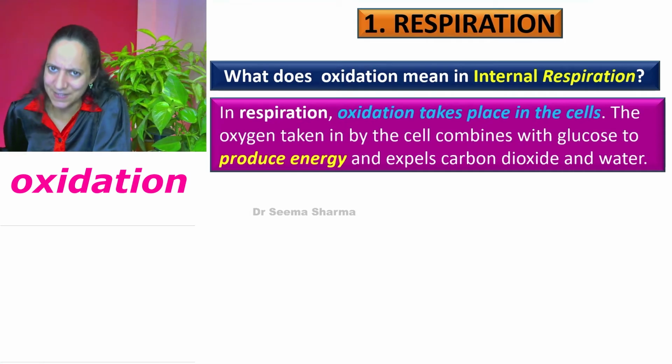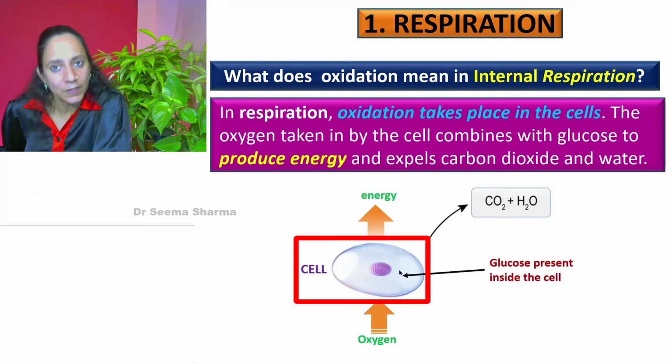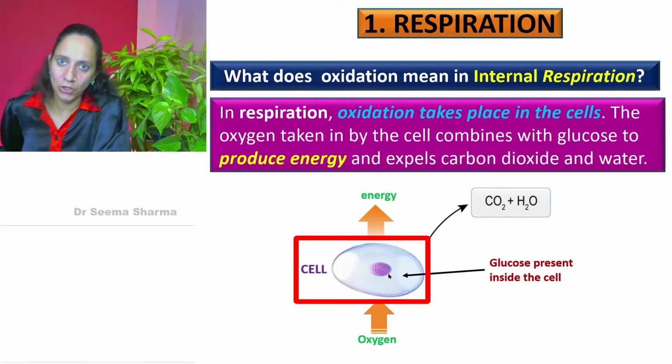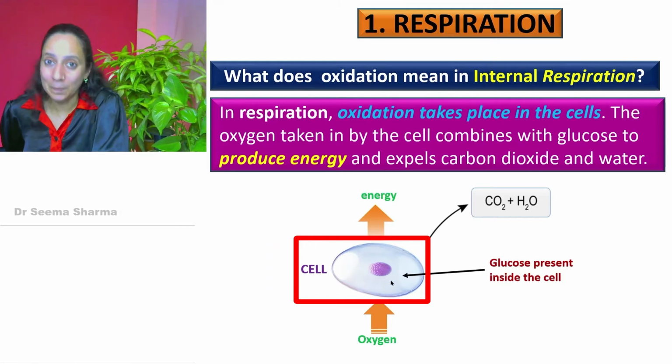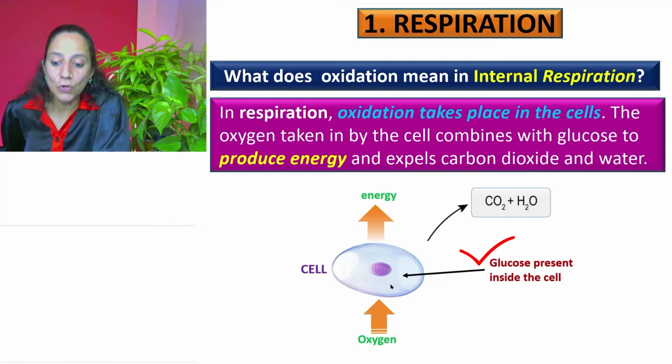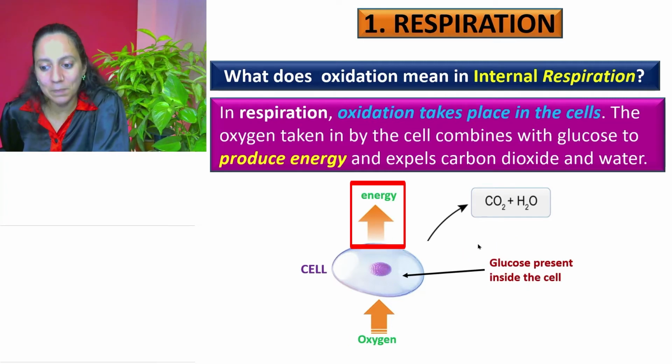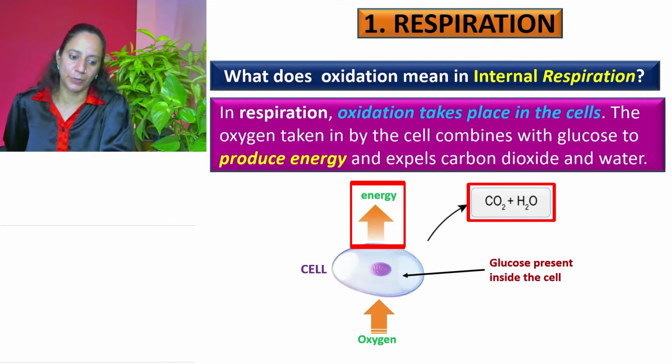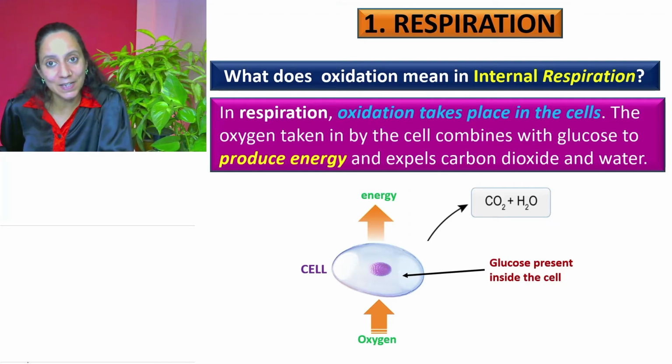So let's understand the same thing with the help of one pictorial representation. Viewers, this is the cell. Within this cell, it has glucose molecules in it which are transported by blood vessels to each and every cell. The same blood vessels transport oxygen also to each and every cell. So glucose and oxygen, when they reach into the cell, glucose is oxidized by this oxygen and there is evolution of energy plus carbon dioxide and water. This is what exactly happens in internal respiration or cellular respiration.